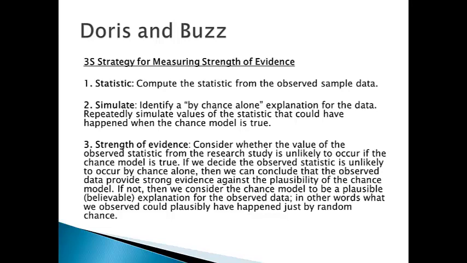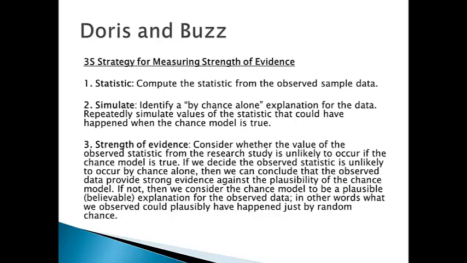The statistic is a number that's computed from the observed sample data. The simulation is the by chance alone explanation for the data. We repeatedly simulate values of the statistic that could have happened if the chance model was true. And finally, strength of evidence. We compare the outcomes of the simulation to the statistic.